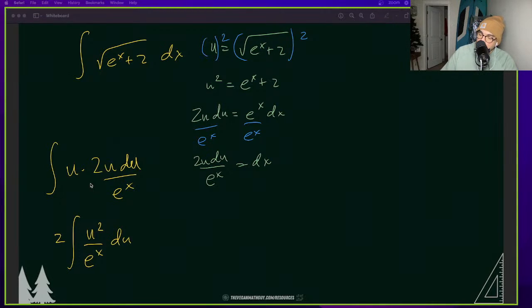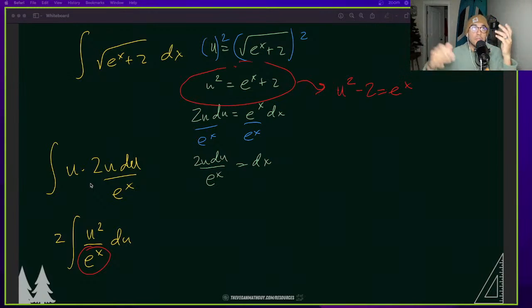And so we got to fix that e to the x. How do we do that? Well, we definitely know what it is because we know that u squared is equal to e to the x plus 2. So if you move the 2 to the other side, we can say u squared minus 2 is e to the x. And now we can go ahead and plug that into our integral there. So now we have 2 integral of u squared over u squared minus 2.